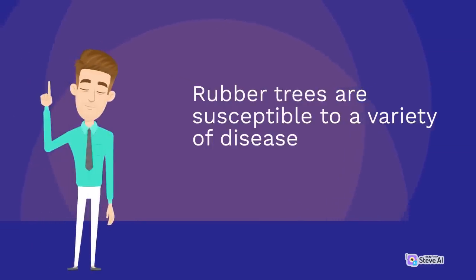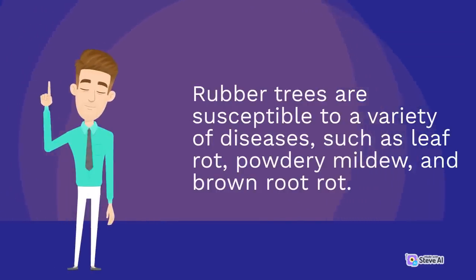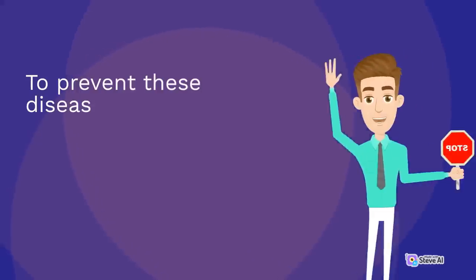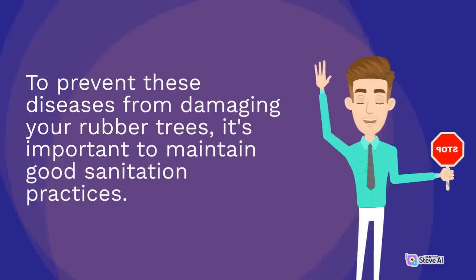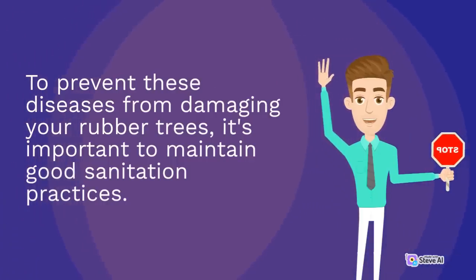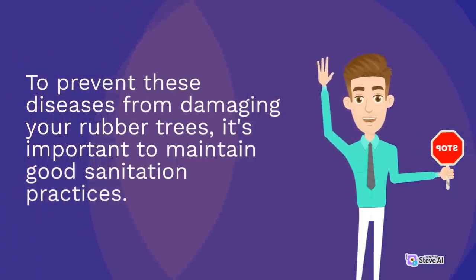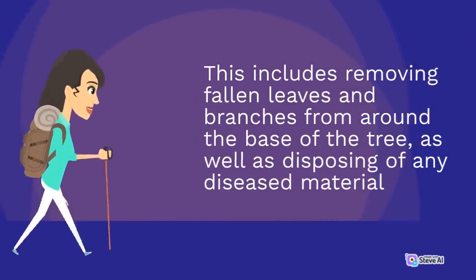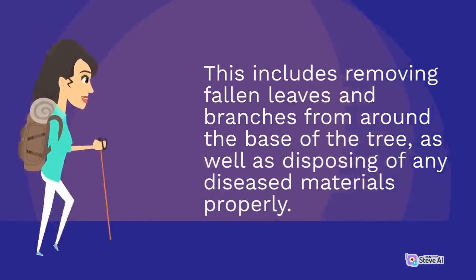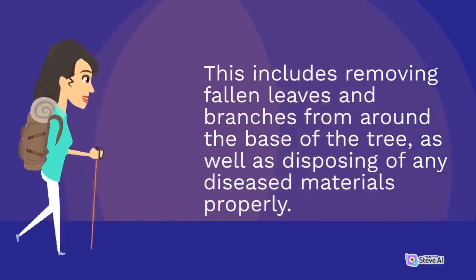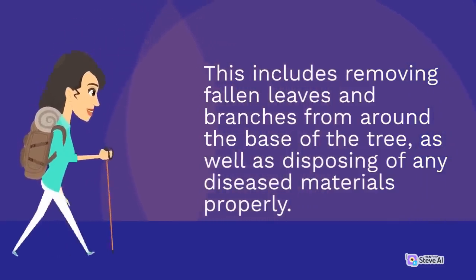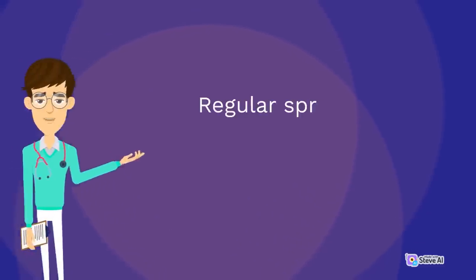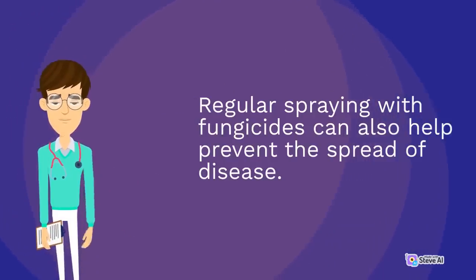Rubber trees are susceptible to a variety of diseases, such as leaf rot, powdery mildew, and brown root rot. To prevent these diseases from damaging your rubber trees, it's important to maintain good sanitation practices. This includes removing fallen leaves and branches from around the base of the tree, as well as disposing of any diseased materials properly. Regular spraying with fungicides can also help prevent the spread of disease.